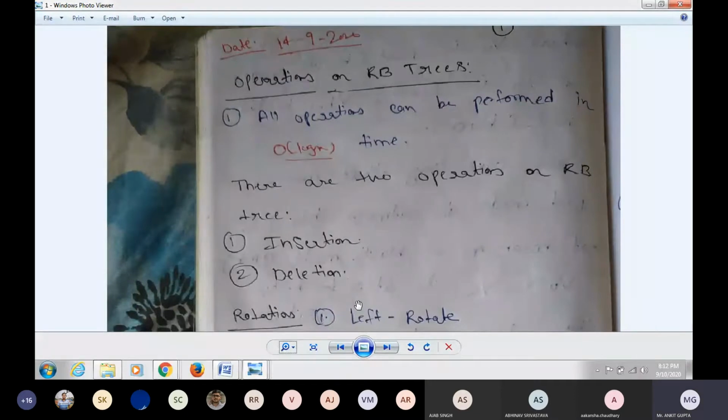Okay, so now I will discuss what operations I can perform on the red-black tree. You have to remember all the operations can be performed in order of log n time. There are two operations, insertion and deletion. I can insert an element in the red-black tree and I can delete an element from the red-black tree.